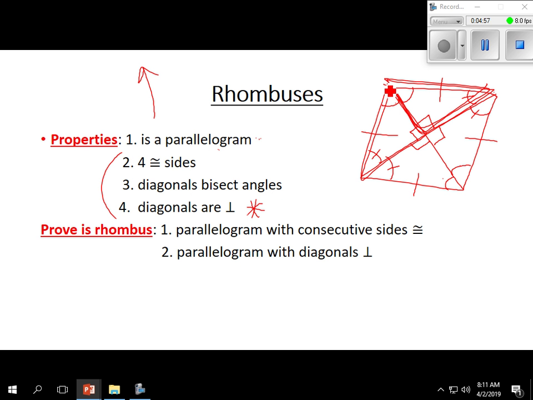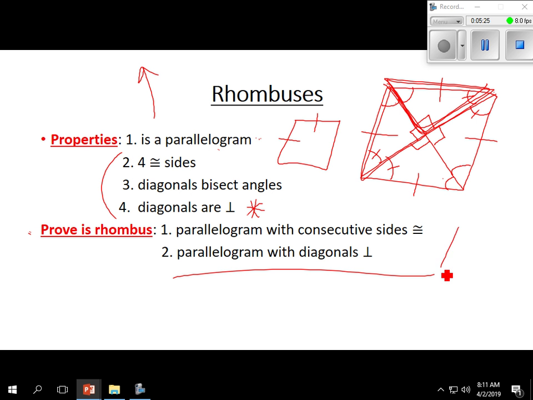So we could use any of that on any of those four triangles that are formed there. To prove something is a rhombus, there are two things here. We're not going to do a whole lot with proving that things are a rhombus, but to be a rhombus, if it's a parallelogram and consecutive sides, so they tell me that this shape's a parallelogram and that these two sides are congruent, sides attached to each other, then it's got to be a rhombus.